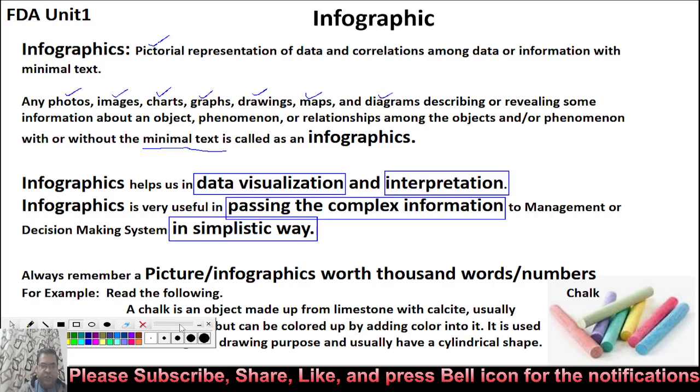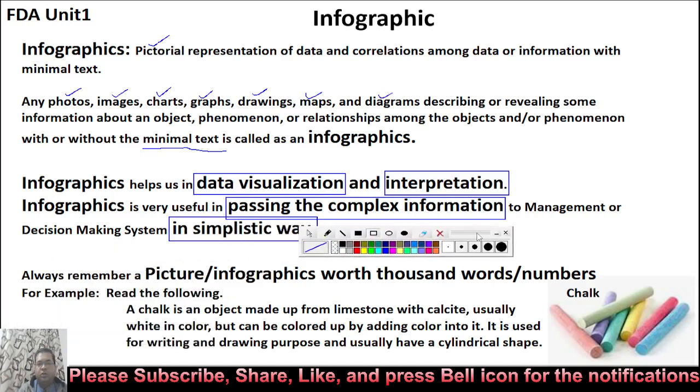Here we are having this example of infographics. What it says is you are trying to describe here what the chalk is. Chalk is an object made up from limestone with calcite, usually white in color, but can be colored by adding color into it. It is used for writing and drawing purposes and usually has a cylindrical shape. This is the complete explanation that we have given for the chalk, an object.